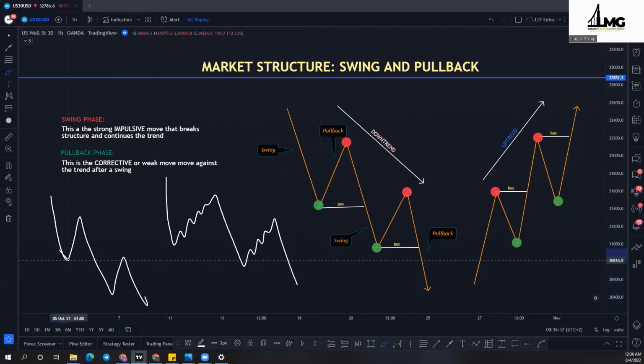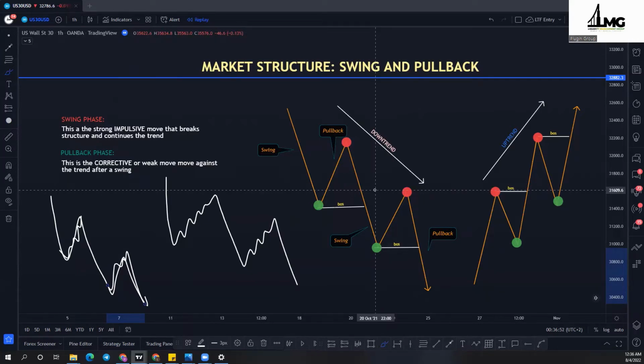Usually these pullbacks are corrective, right? They're usually corrective towards a swing and then a continuation, right? So that's how trends are formed. Trends have phases within themselves, and the phases are just usually a swing and a pullback.